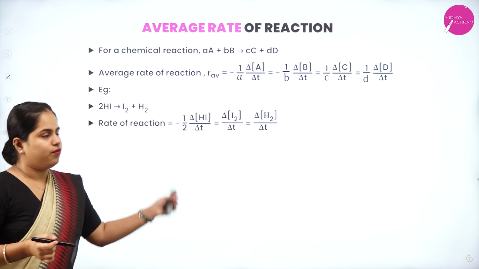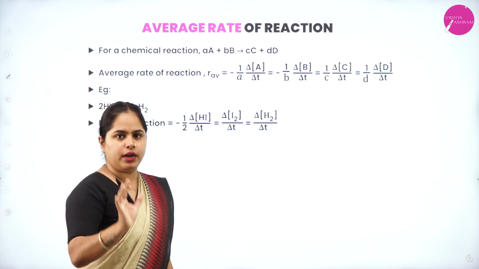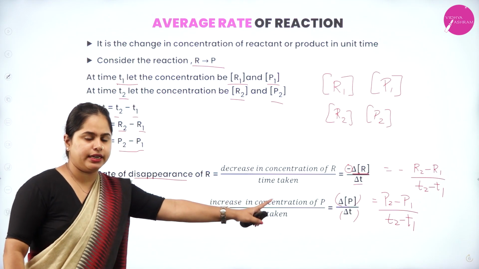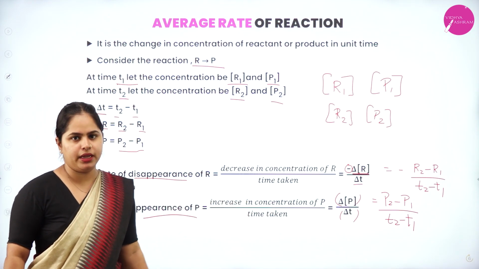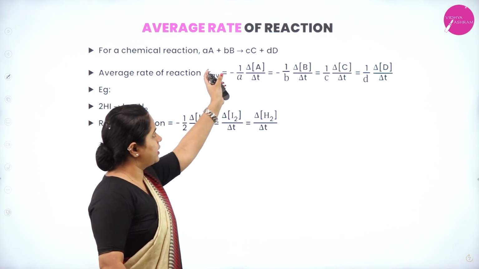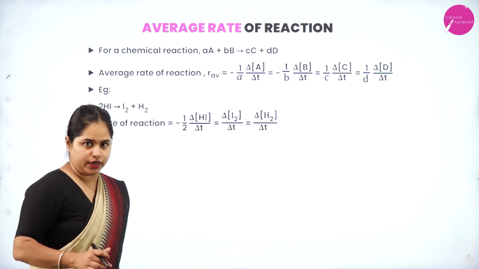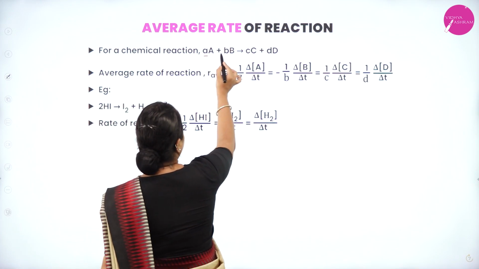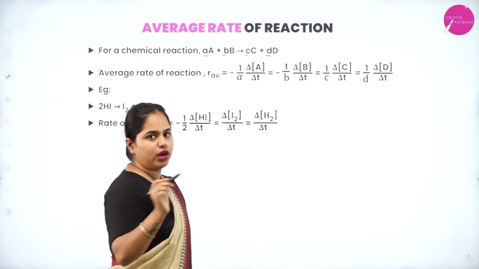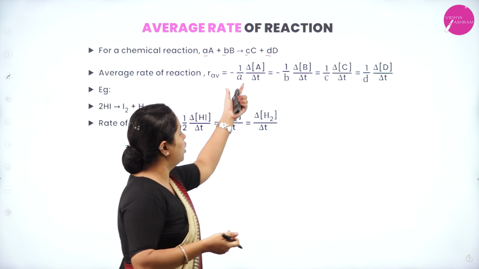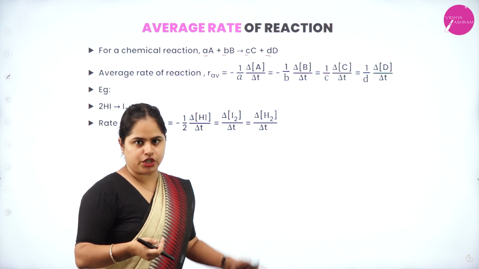Now what is this? We already know how to represent the average rate of a reaction. That is what is given here, minus delta R by delta T or else delta P by delta T. Now you have the reactants here and products here. If you have to write the average rate of a reaction, the number of moles you can see here, small letters a, b and c, d, the inverse of that must be written as the coefficient of this average rate of reaction.